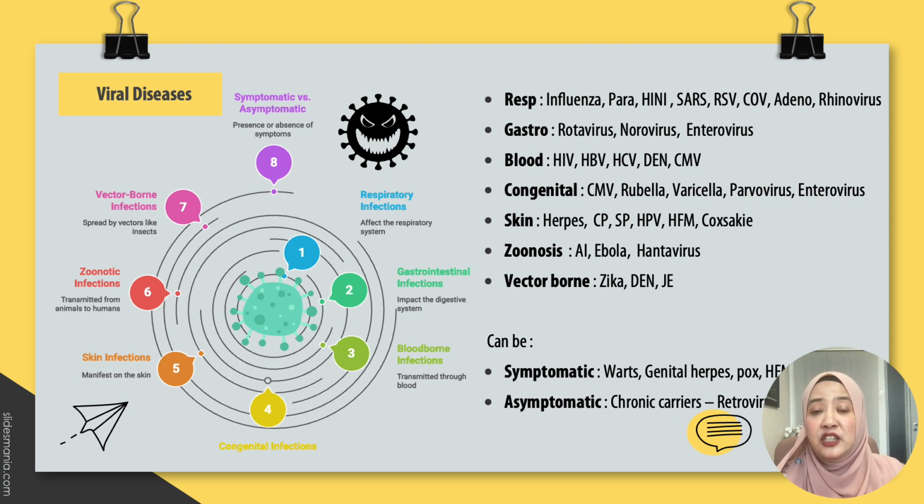Then you've got cytomegalovirus or CMV, rubella virus, varicella virus, parvovirus, and enteroviruses that can cause congenital infections, which means when a pregnant mother gets infected, they can pass the virus to the baby with detrimental effects. You've got herpes virus and Coxsackie virus that cause skin infections. You've got avian influenza, Ebola, and hantaviruses, which are zoonotic in nature. And you've got viruses such as Zika, dengue, and Japanese encephalitis, which are vector-borne.